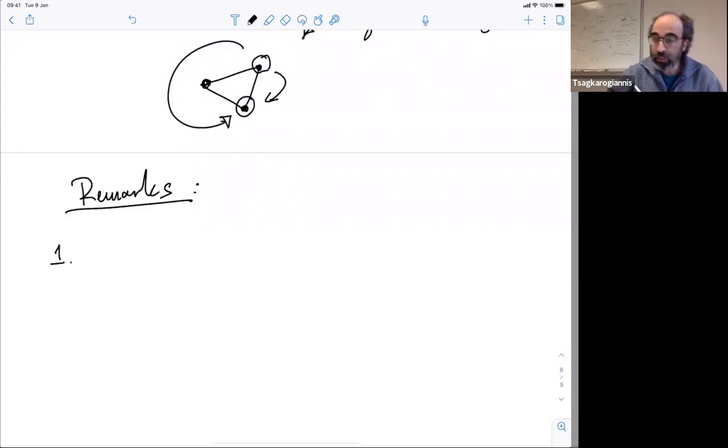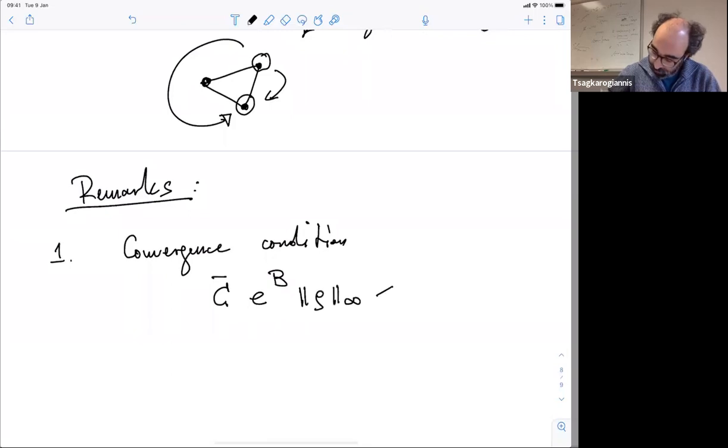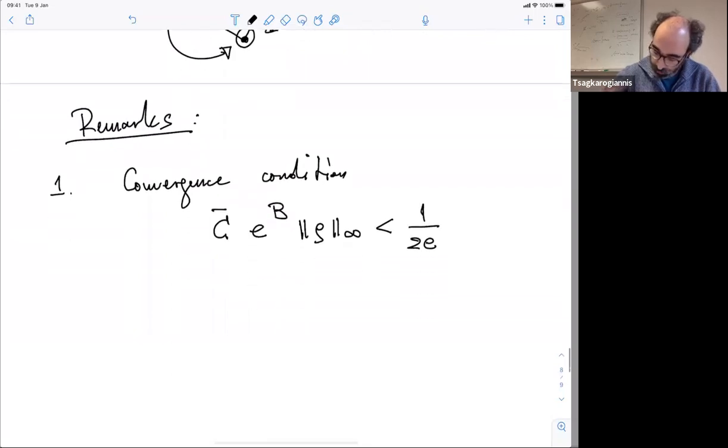So the first one is that we need a convergence condition, which is quite restrictive, because the convergence condition looks like something which depends on C bar times e to the B, rho, anything to norm being smaller than a constant e to the minus. So what are these B and C?